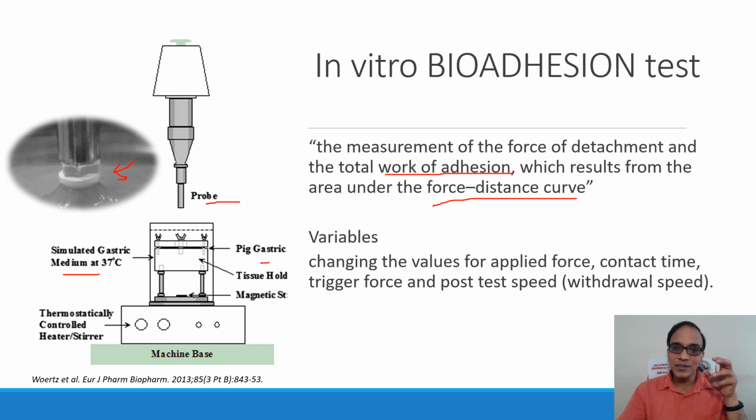So what are the variables in this test? Changing the value of the applied force or contact force, then contact time, trigger force, and post test speed or withdrawal speed, the speed at which you are withdrawing the probe from the touch of the mucosa. So we are sticking it and taking it back. The work of adhesion, the force required, we note, and it is the indicator of your bioadhesion.